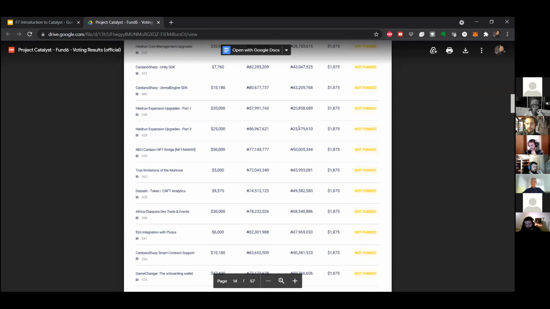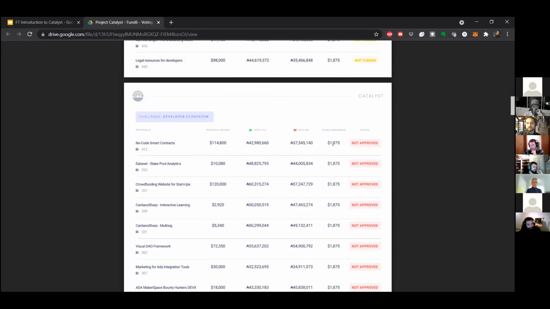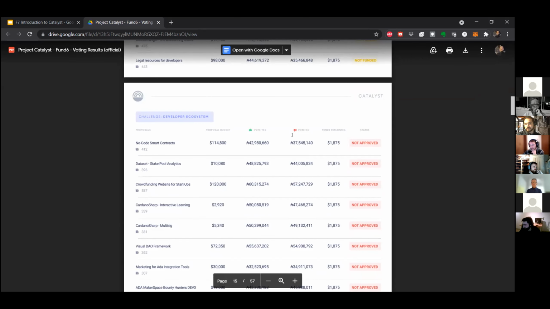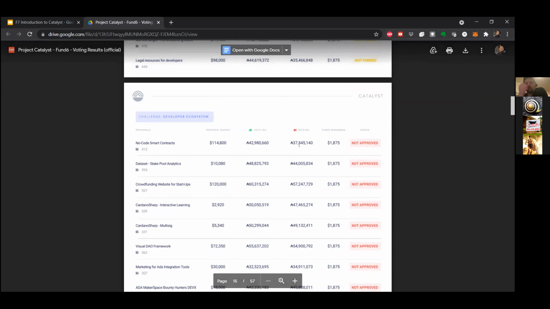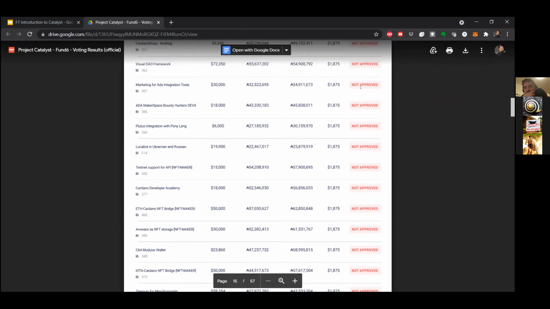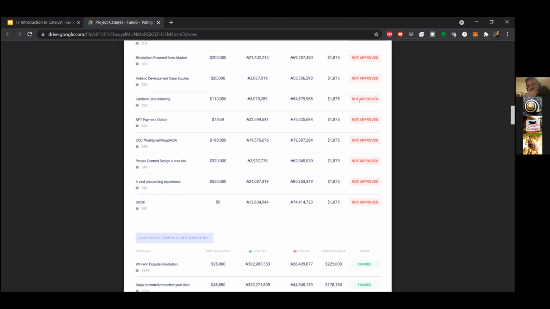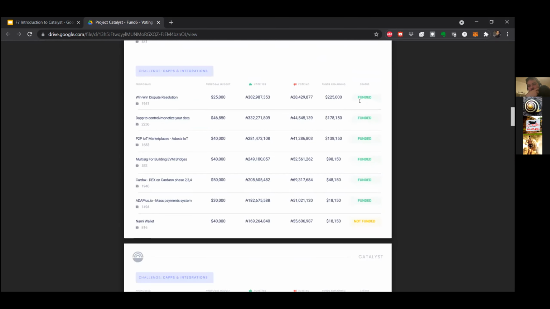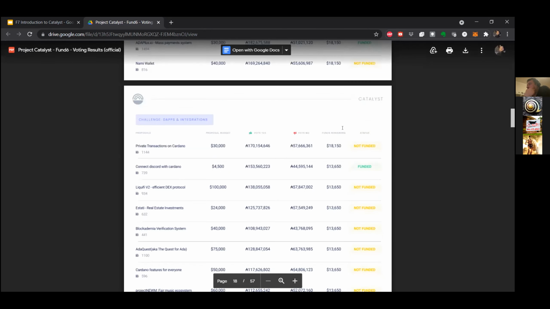These were approved but not funded, and those ones here were not approved. As I mentioned, there is this threshold where you need to have at least 15% more yes votes than no votes, and in this case that was not the case. So these proposals were not approved by the committee. Even if there was some budget available, they were not going to receive anything. And the same happened for all other challenges as well, like dApps and integrations.